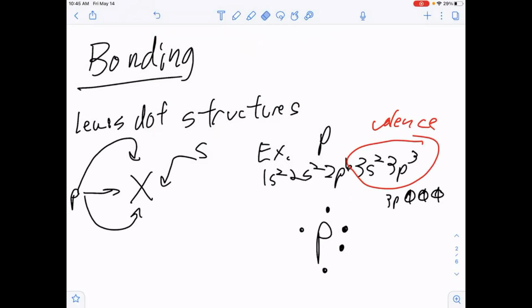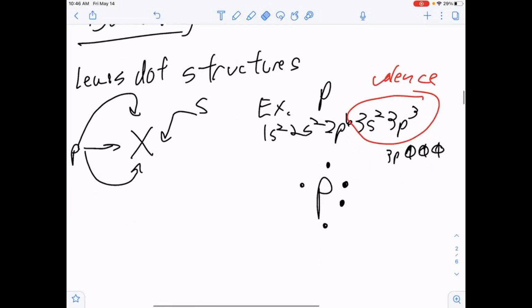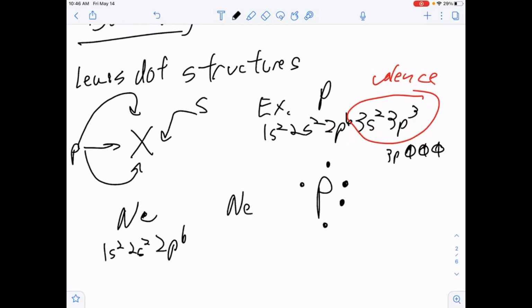So Lewis dot structures are a way of representing the electrons. Pretty soon, in like 5 minutes, we start putting atoms together. Right now, we've just been studying single atoms. How about neon? Neon's 1s2, 2s2, 2p6. What would its Lewis dot structure look like? There's 2 in the s, right? And then it's got 6 p's.